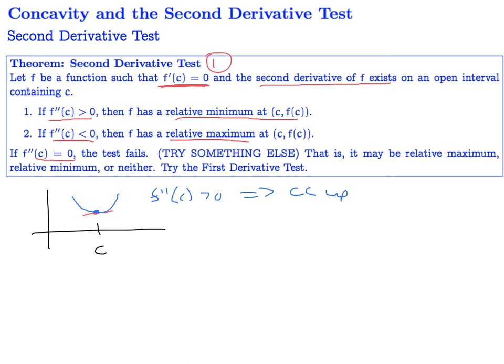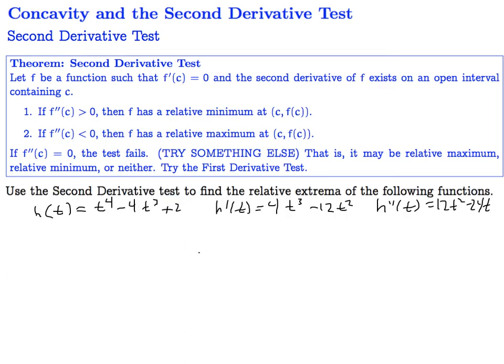It's a very similar idea to get relative maxes instead. The second derivative being negative means it's going to be concave the other direction, which means it's going to be a maximum. Unfortunately, this test can fail. If the second derivative is equal to 0, it doesn't tell you anything, so you're going to have to try something else. But let's see how this might work in a problem.